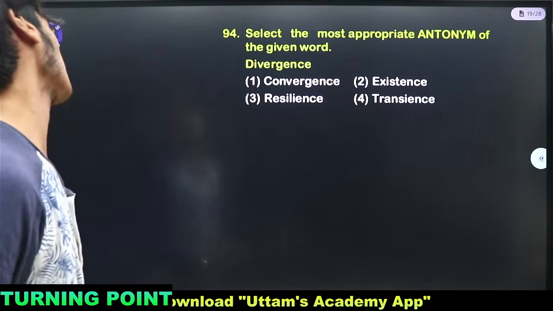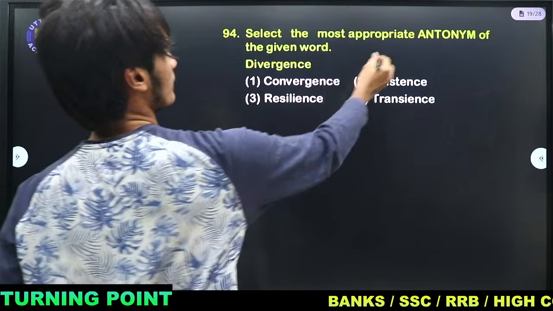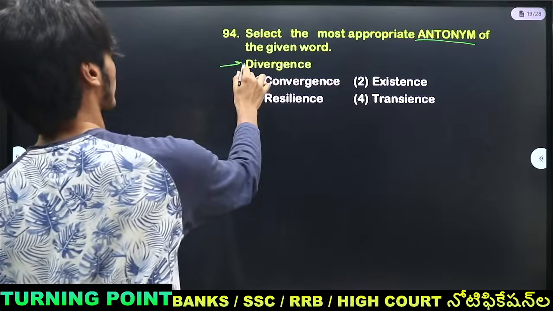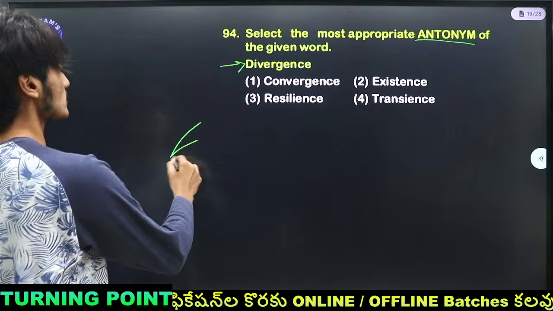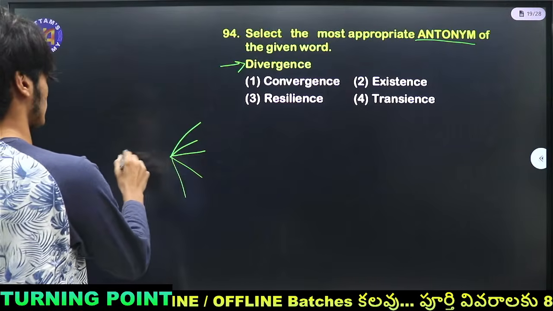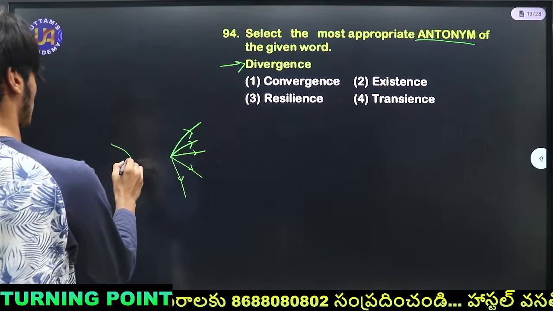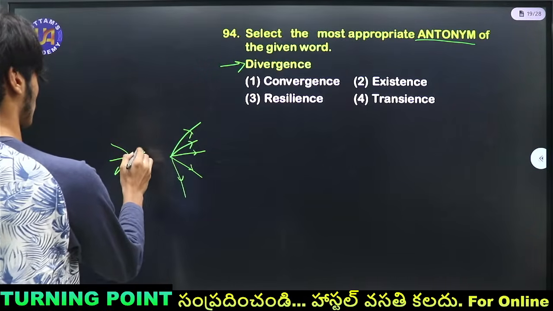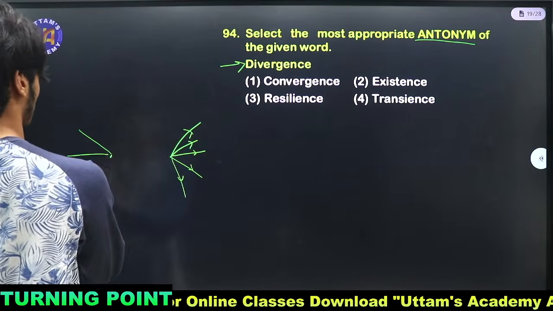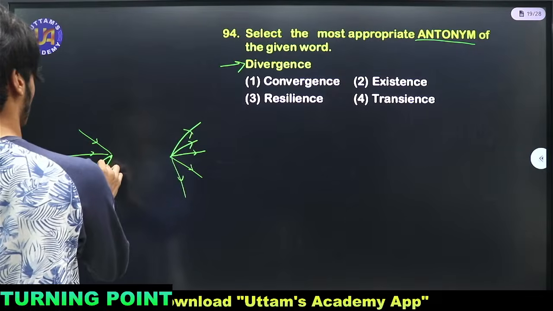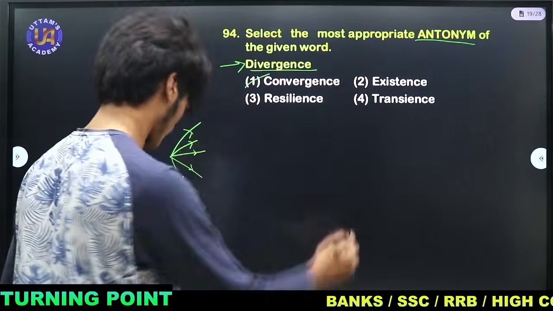Then we have: select the most appropriate antonym of the given word. Opposite word of the given word. And the word is divergence. In physics, you must have known divergence and convergence. Divergence and convergence. So the opposite of the word divergence is convergence.